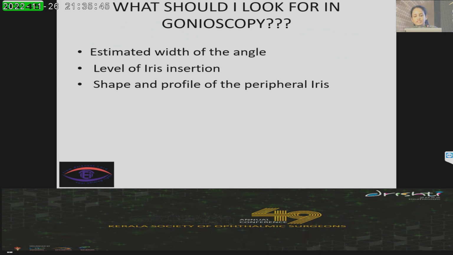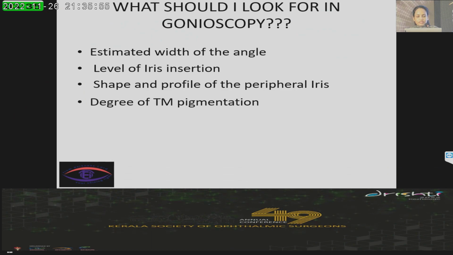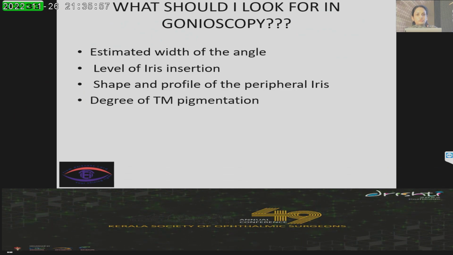Concave configuration you get in pigment dispersion syndrome, following cataract surgery, and even in myopes. Convex configuration is the one which you observe in angle closure glaucoma, and flat iris insertion is noted in plateau iris syndrome. See the degree of trabecular meshwork pigmentation. Hyperpigmented trab you can get in conditions of pigment dispersion, pseudo-exfoliation, following cataract surgery, inflammation, etc.